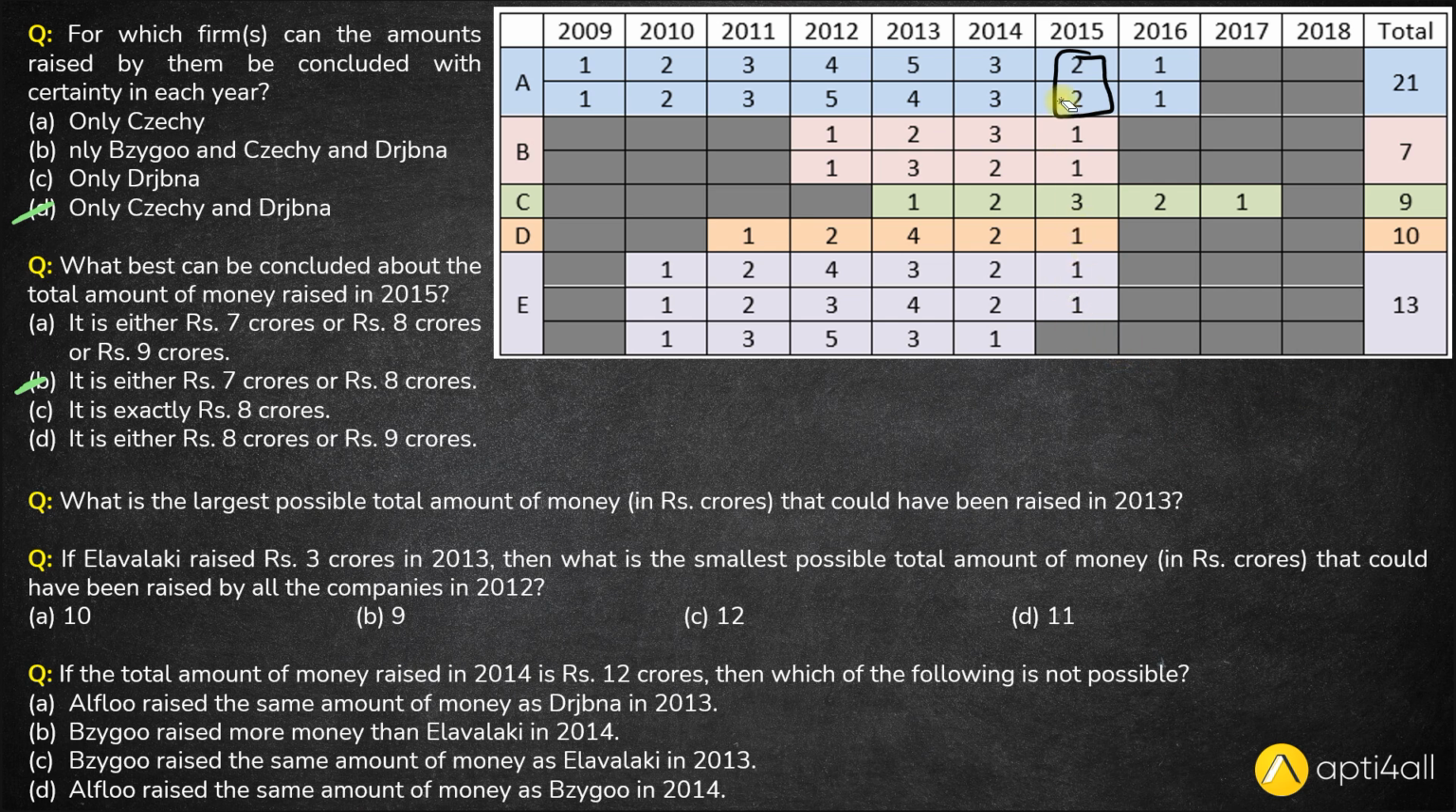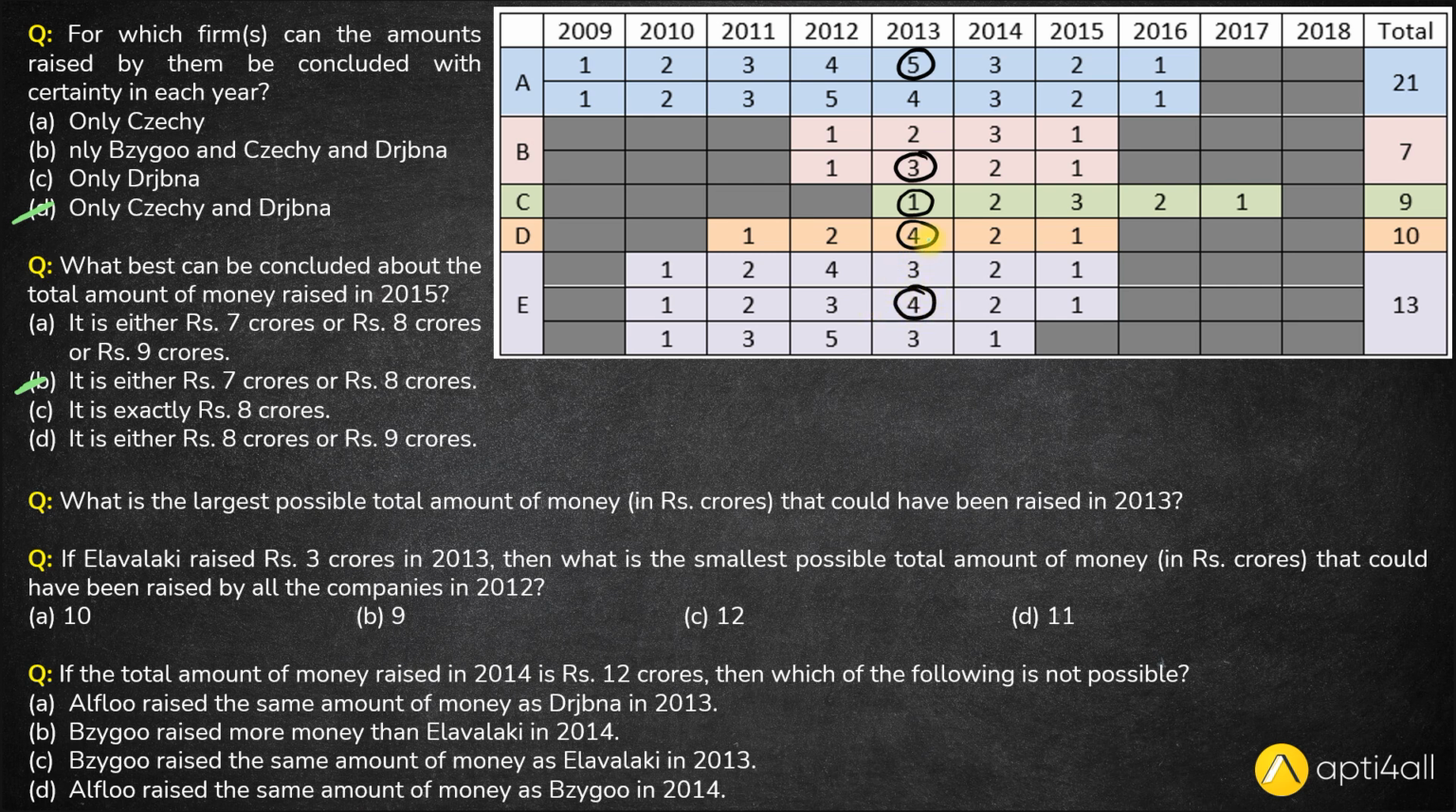Okay? Cool. Next question. What is the largest possible total amount of money in crores, obviously, that could have been raised in 13? So in 13, what is the maximum possible amount that could have been raised? So in 13, A could have raised a maximum of 5 crores. B could have raised a maximum of 3 crores. C and D will definitely raise only 1 and 4 crores each respectively, and E will raise a maximum of 4 crores.